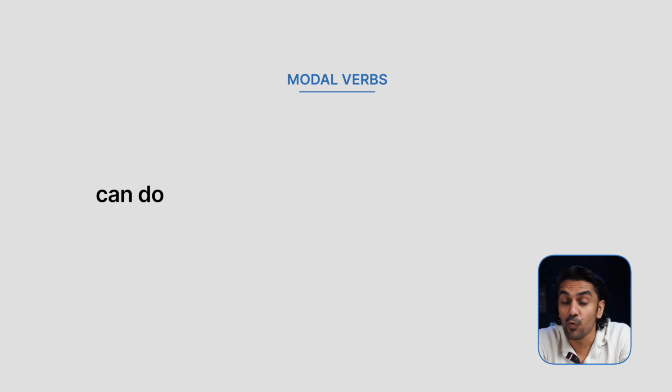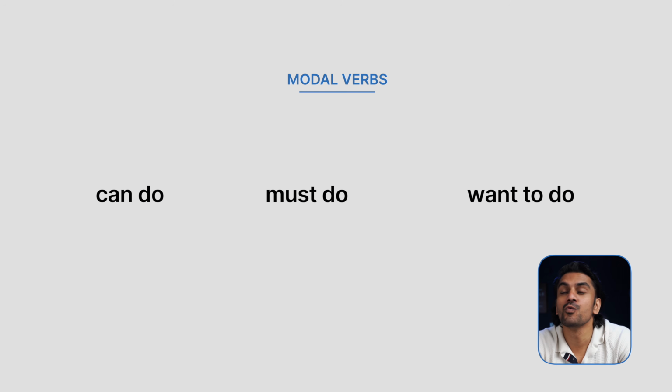Now, by this point, you already know enough to make simple conversations in German, especially if you can pick up some basic vocabulary. But if you really want to sound more natural, more like how people actually speak, then you can't skip learning modal verbs. Modal verbs are like small helpers in your sentences. They let you say things like what you can do, what you must do, or what you want to do.